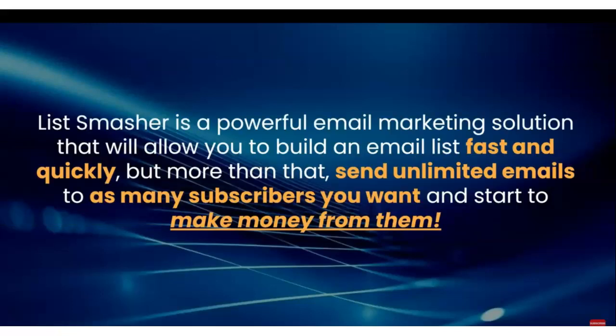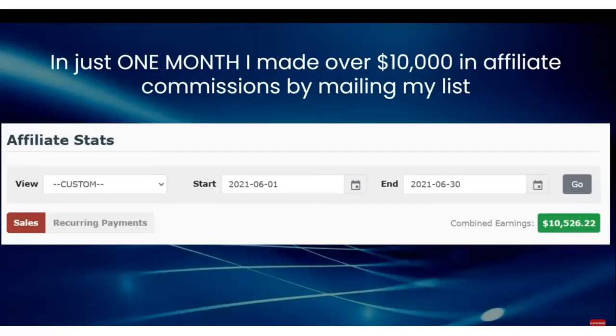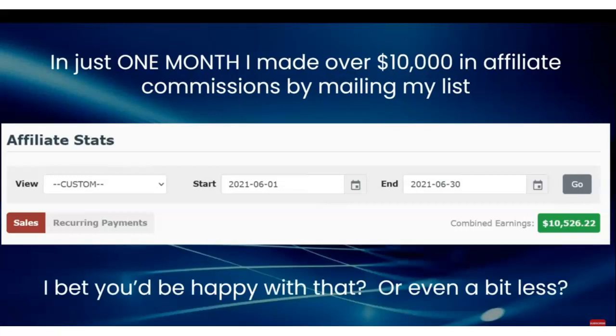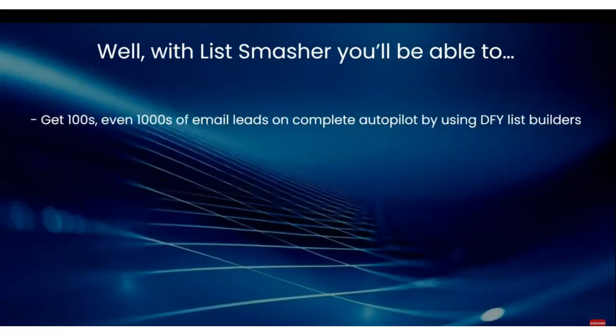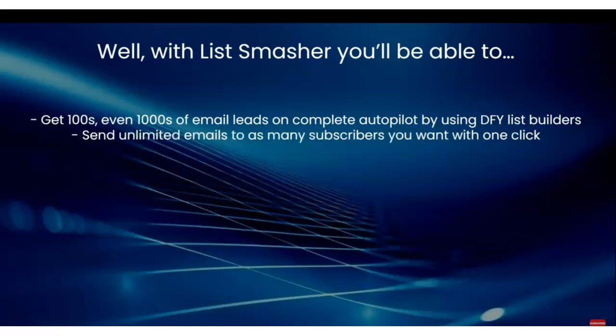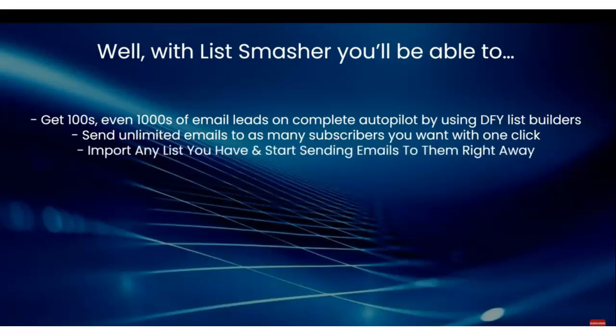Introducing List Smasher. List Smasher is a powerful email marketing solution that will allow you to build an email list fast and quickly, but more than that, send unlimited emails to as many subscribers as you want and start to make money from them. In just 1 month, I made over $10,000 in affiliate commissions by mailing my list. I bet you'd be happy with that, or even a bit less. Well, with List Smasher, you'll be able to get hundreds, even thousands of email leads on complete autopilot by using done-for-you list builders. Send unlimited emails to as many subscribers as you want with 1 click. Import any list you have and start sending emails to them right away.